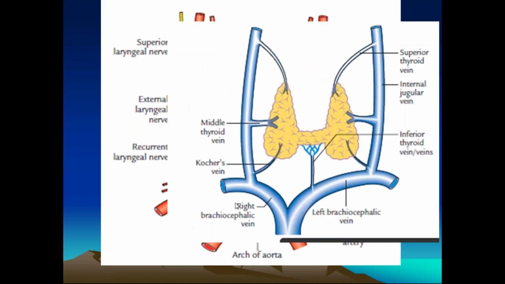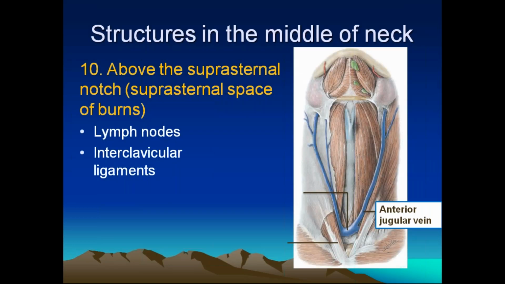If you see the veins, you can see the inferior thyroid veins in the midline, and you can see the left brachiocephalic vein in the midline just below the isthmus. So I think now you are clear about the structures above and below the isthmus of the thyroid gland. Next we'll see what structures are present above the suprasternal notch.